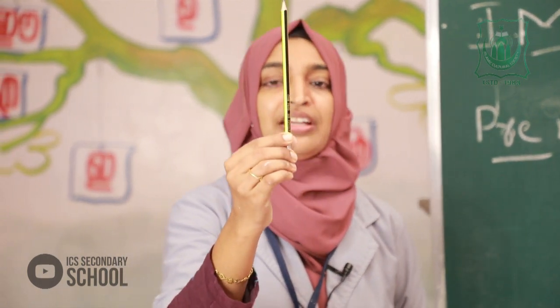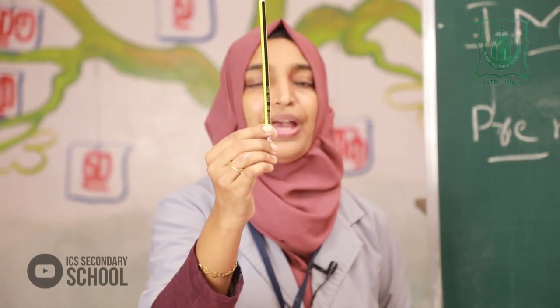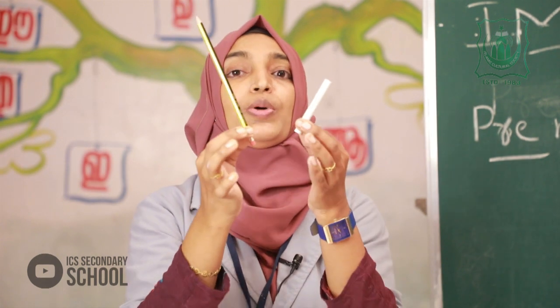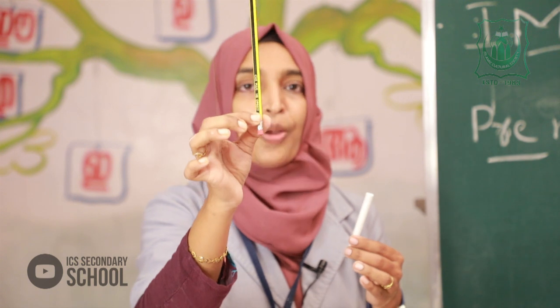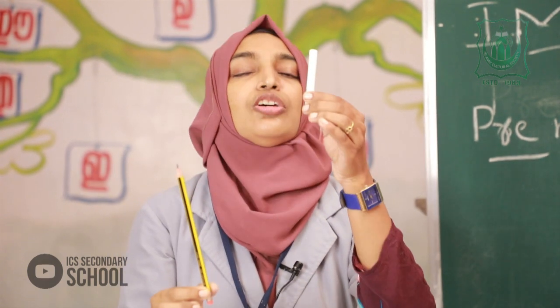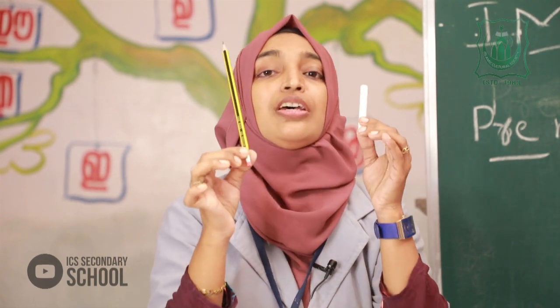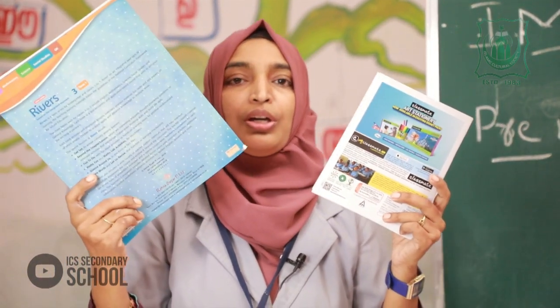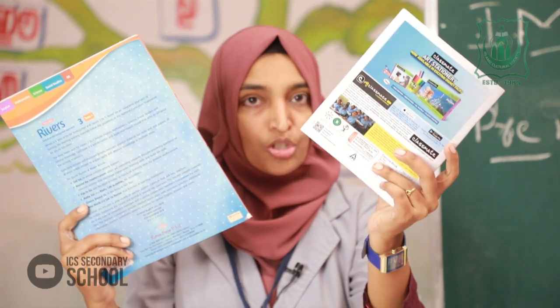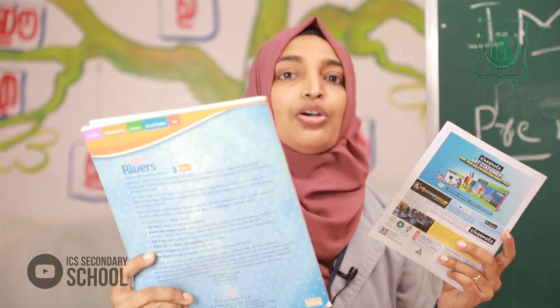In my right hand, this is a pencil and a chalk. Which one is big here? Yes, the pencil is big. The chalk is small. Another one, two books. I have two books. Can you see these books? Which is small? Yes, this is small and this is big.